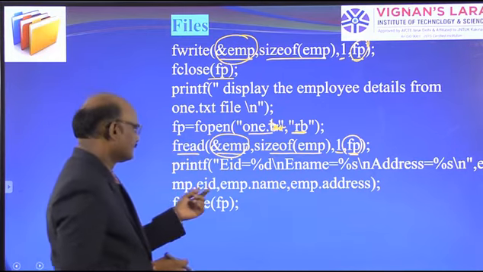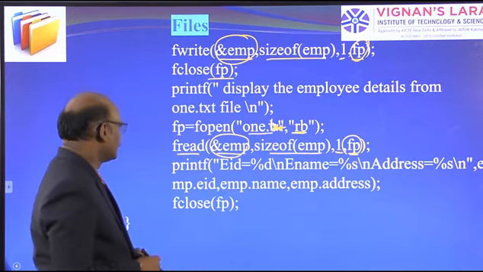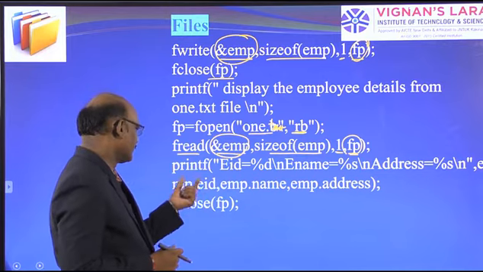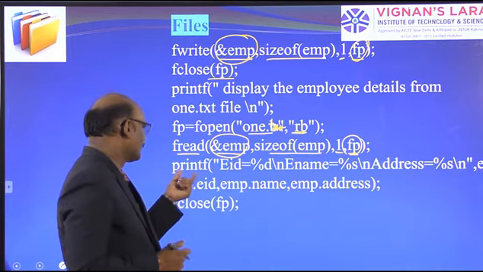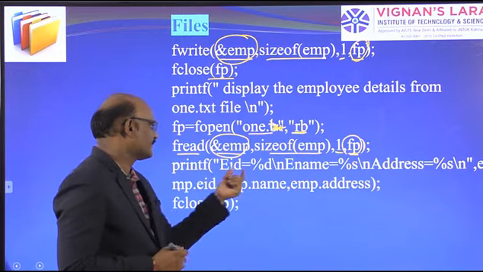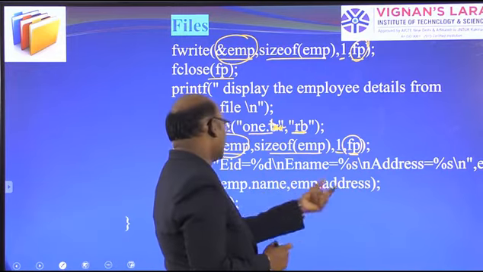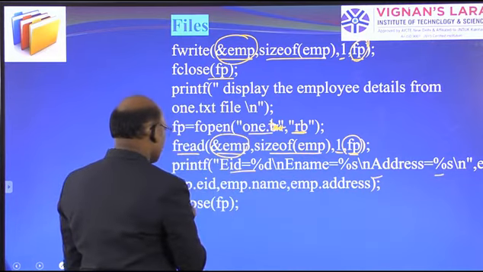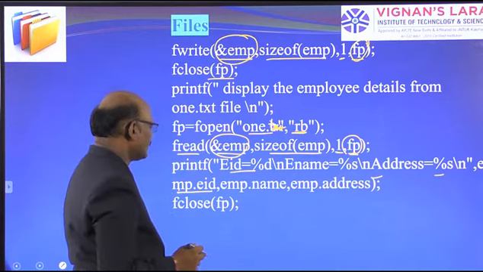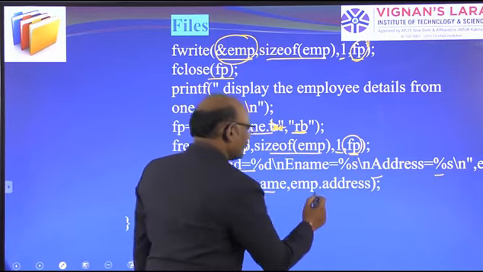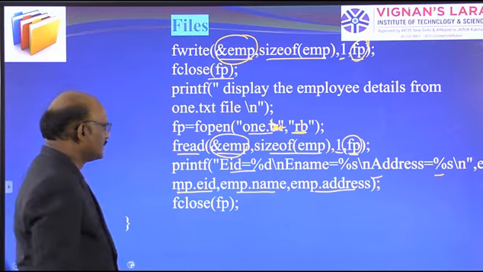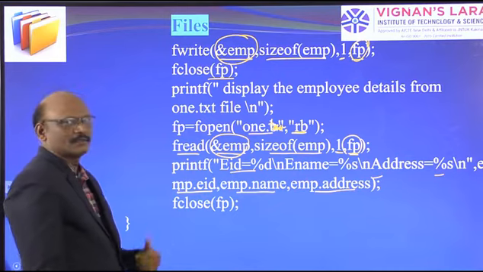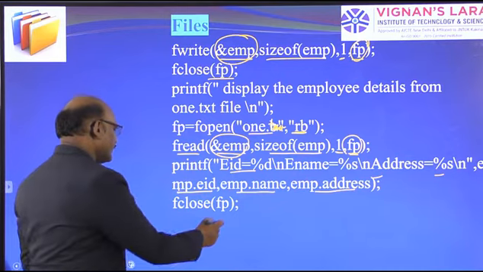Then the details read from the file are displayed with the help of a printf statement. With printf, we can display these values onto the console or monitor: employee ID, employee name, employee address, that is emp.eid, emp.name, emp.address. All the details are read from the file, then printed on the monitor. Finally, we can close the file.